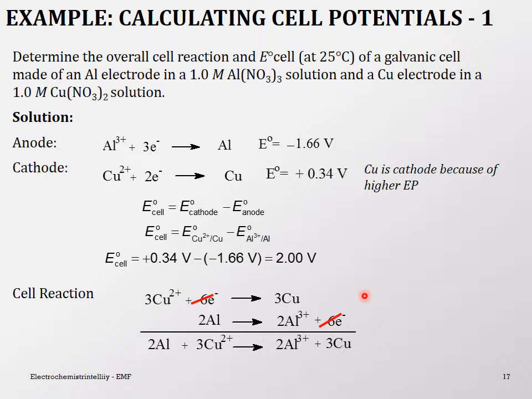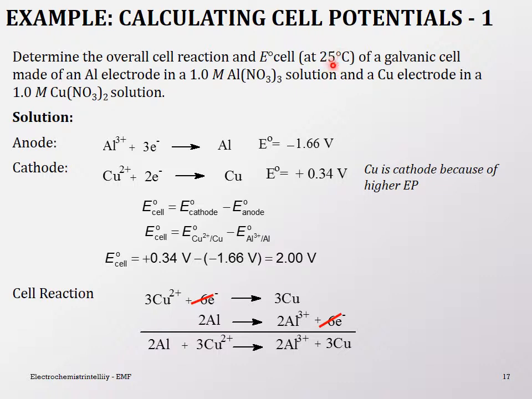Calculating the cell potentials. Now, this is another problem that is very common as far as electrochemical cells are concerned, because once you have a galvanic cell, you should be able to calculate its electrode potentials, or what we call its E cell. So you should be able to calculate that. And so here's a problem: determine the overall cell reaction and the E cell.